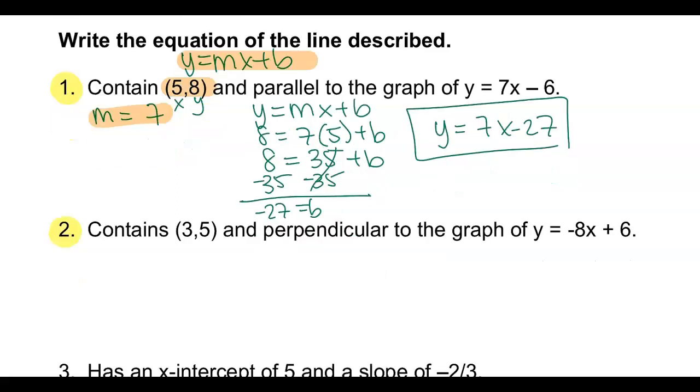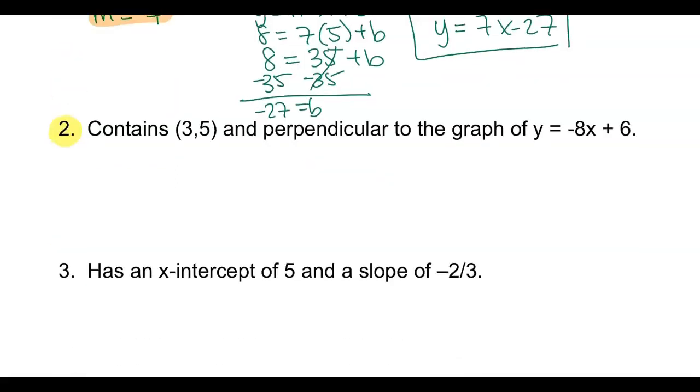All right. Next question, number 2. This one's asking me to identify the equation that contains 3, 5 and is perpendicular to the graph y equals negative 8x plus 6. Okay, Emma S. Perpendicular. Perpendicular means I can't use the slope that's already here. So my slope right now is negative 8. What's my perpendicular slope going to be?